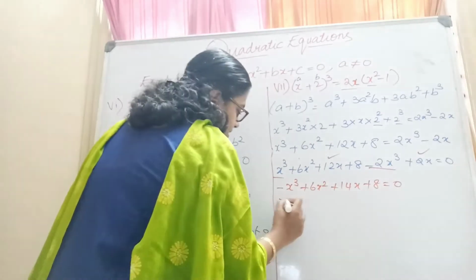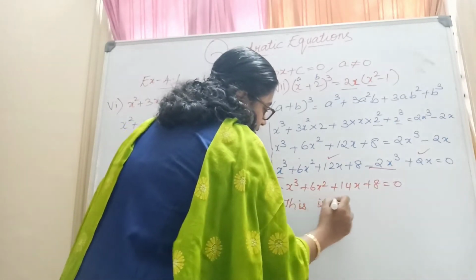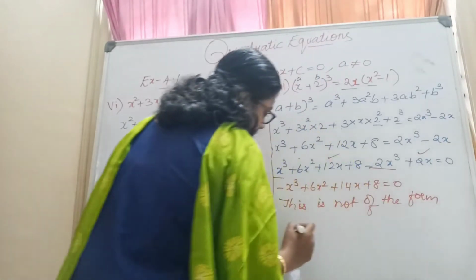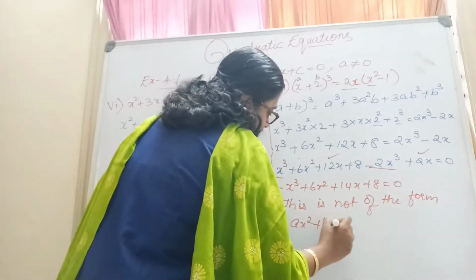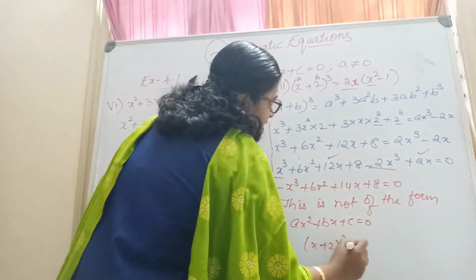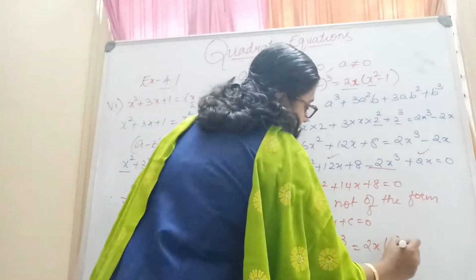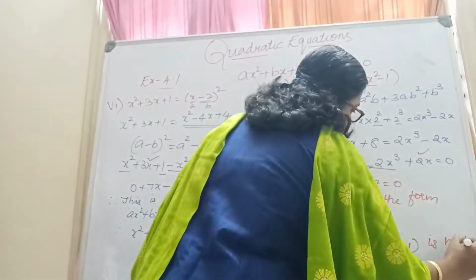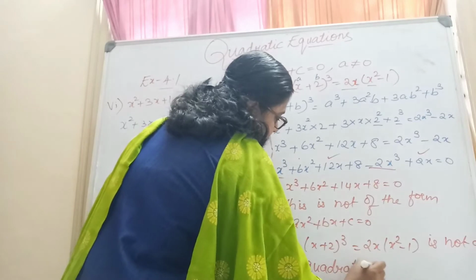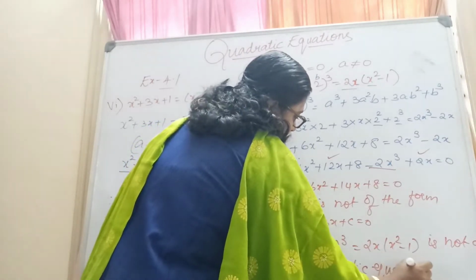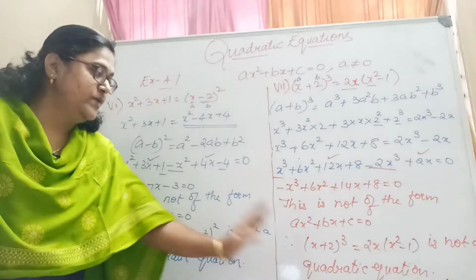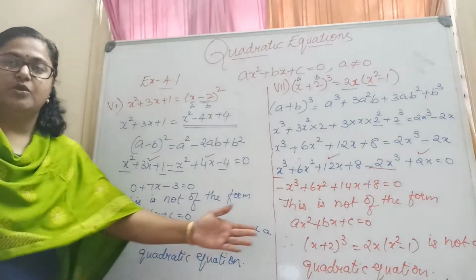Okay. This is not of the form ax square plus bx plus c is equal to 0. Therefore, x plus 2 the whole cube is equal to 2x into x square minus 1 is not a quadratic equation. Hope it is clear to you all. Okay, so this is a cubic equation. The given one is a cubic equation, so that is not a quadratic equation.